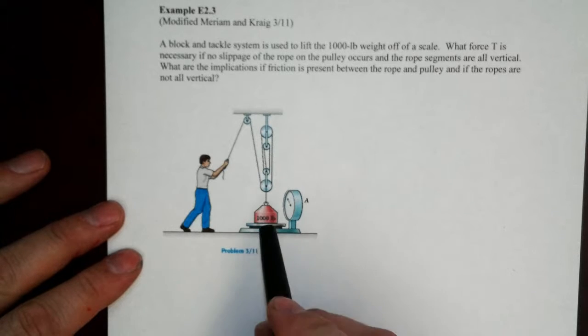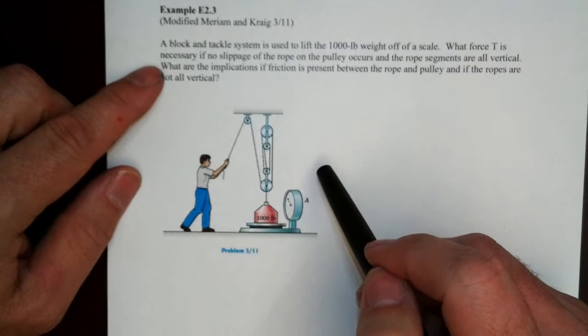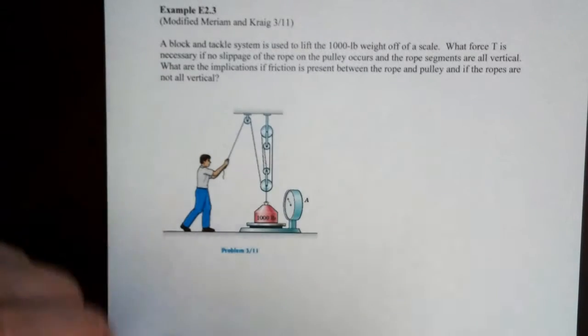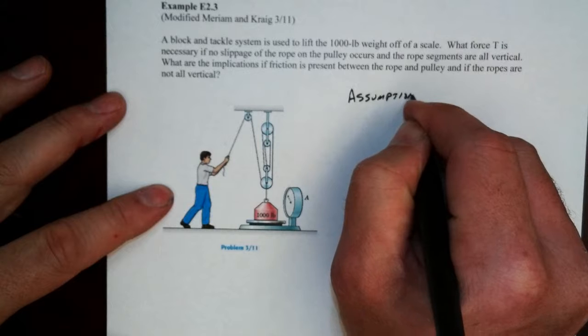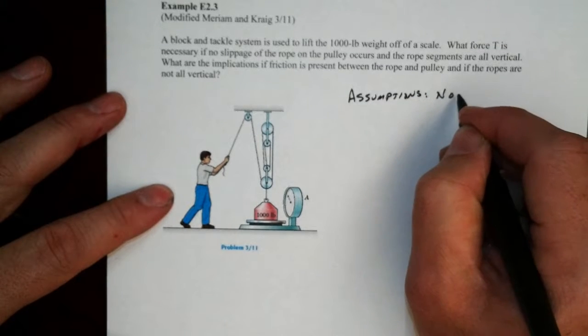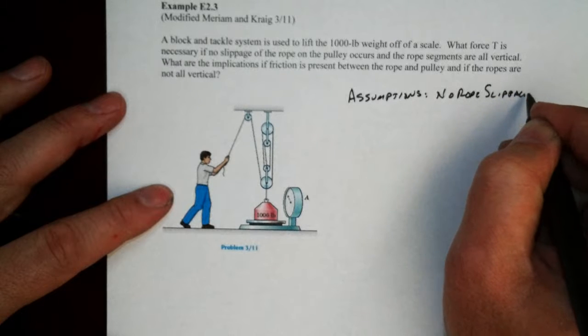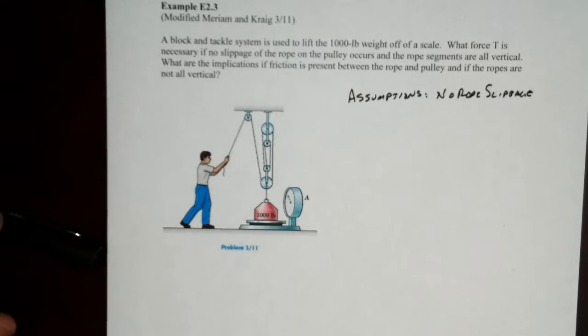Right? So we've got a 1,000-pound weight here sitting down there, and what force is necessary in this system to lift that 1,000-pound force? Now, assumptions are going to be no slippage of rope, and no friction in the pulley itself. And we'll talk about what might happen if these ropes are not vertical.